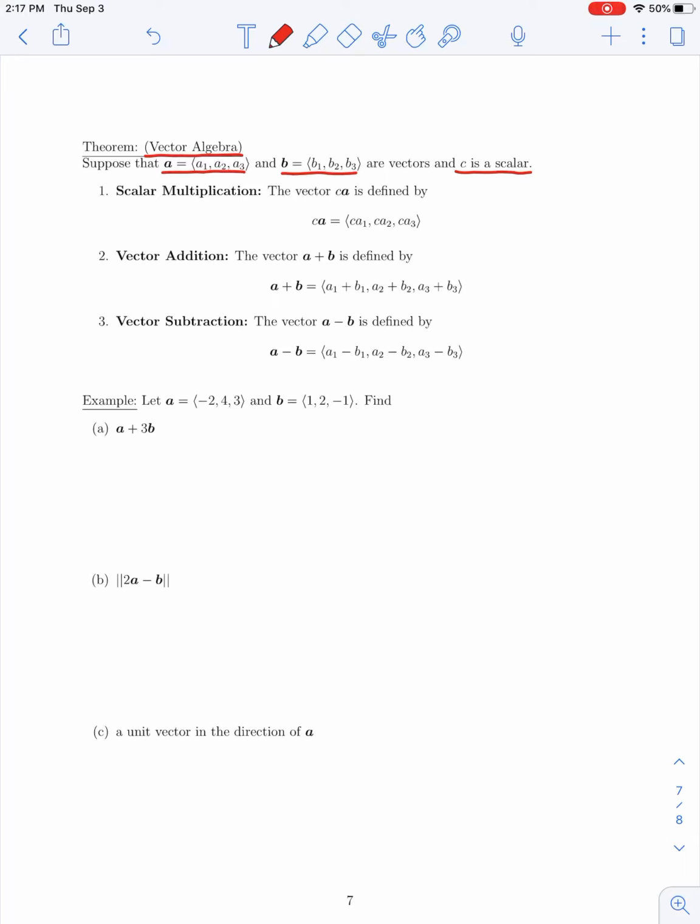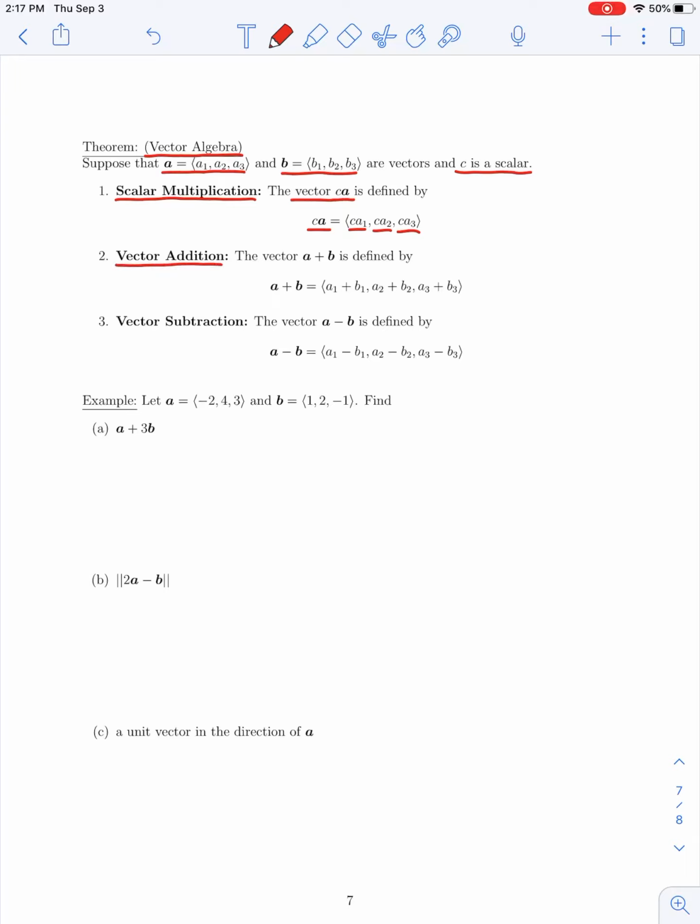So we can define first scalar multiplication of a vector by a scalar. And it's denoted as the vector C times A, where C times A is found by multiplying each component of A by that scalar C.